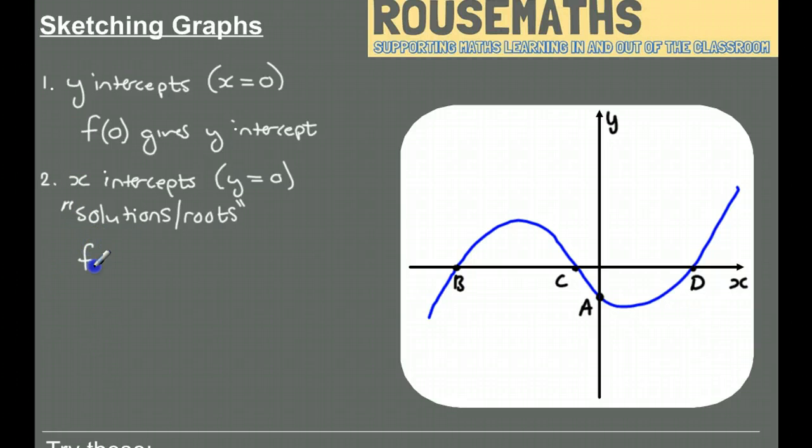So for this one, when the whole equation is equal to 0, we can find out where it crosses the x-axis. Once you've found x and y crossing points, you've got a good chance of being able to sketch the graph. If you want to be slightly more detailed, then there's a couple of important points which are what we call turning points.